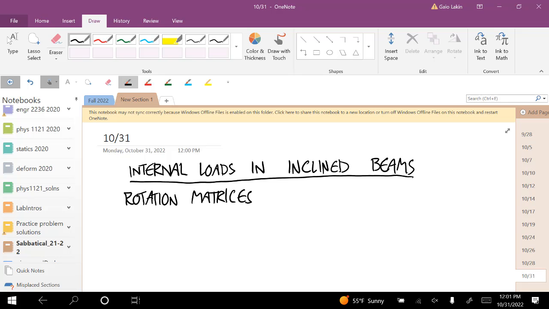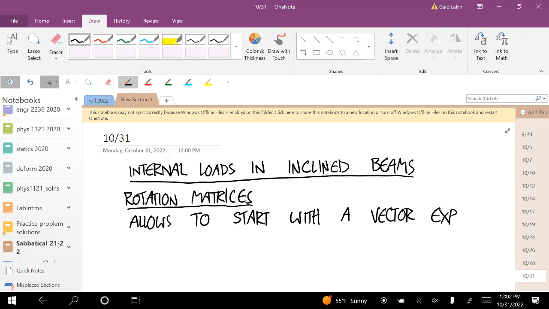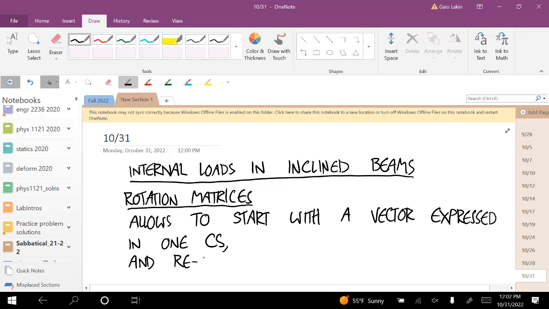And the idea of a rotation matrix is it allows you to start with a vector expressed in one coordinate system and re-express it in a new coordinate system.